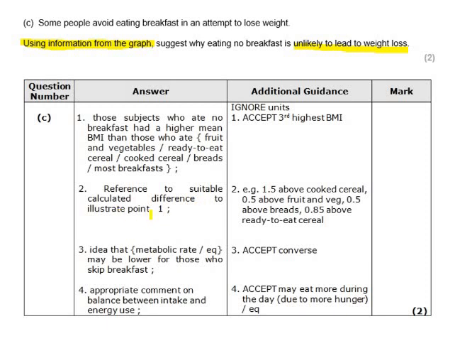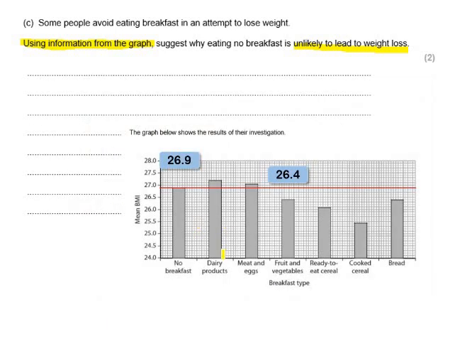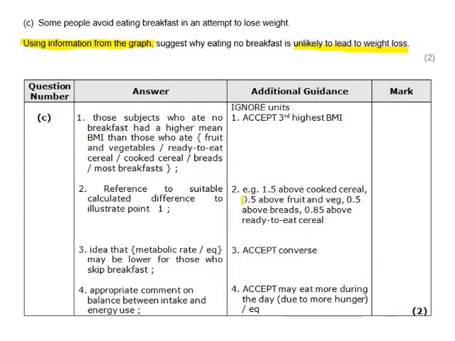So rather than just quoting numbers, you need to show some kind of calculation. And this could have been something as simple as saying, well, they have 26.9, this is 26.4, this minus that is a 0.5 difference. And this is what the marking point there is saying.